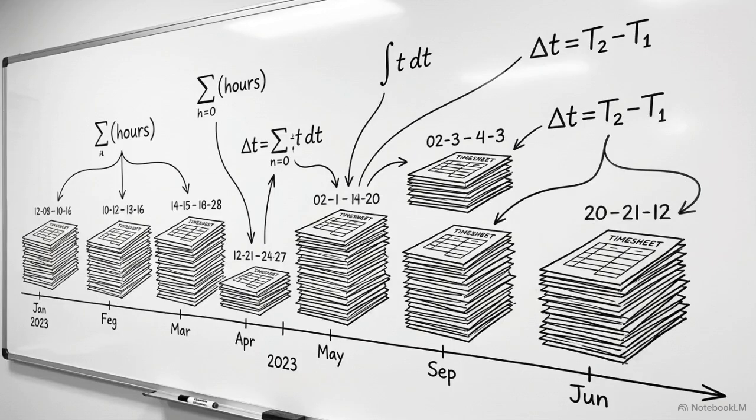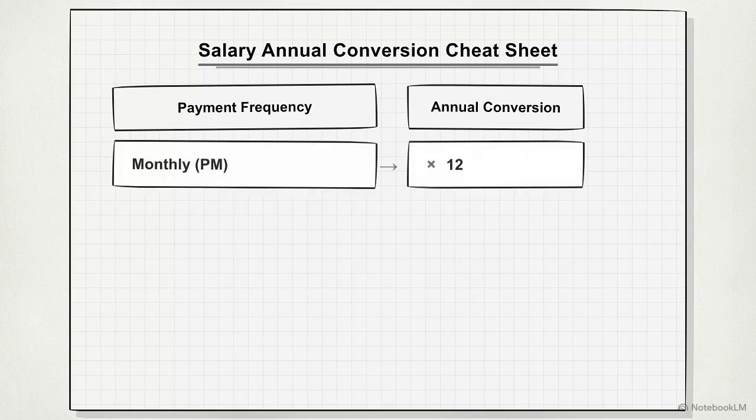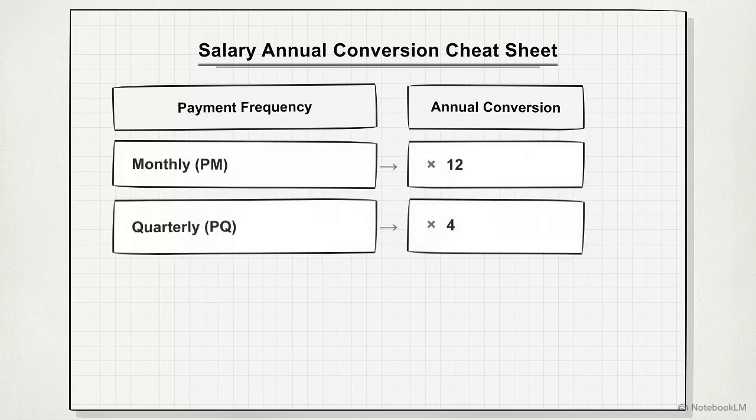Beyond interest, we must also process partner salaries. These terms are often expressed in different frequencies that must be standardized. This table provides the necessary annual multipliers. For a monthly salary, multiply by 12. For a quarterly salary, multiply by 4. Do not multiply by 3.